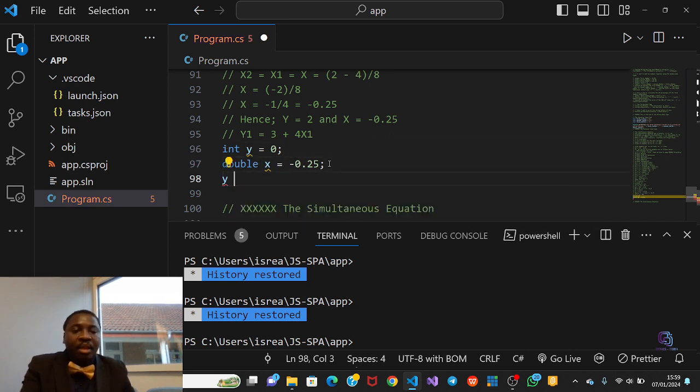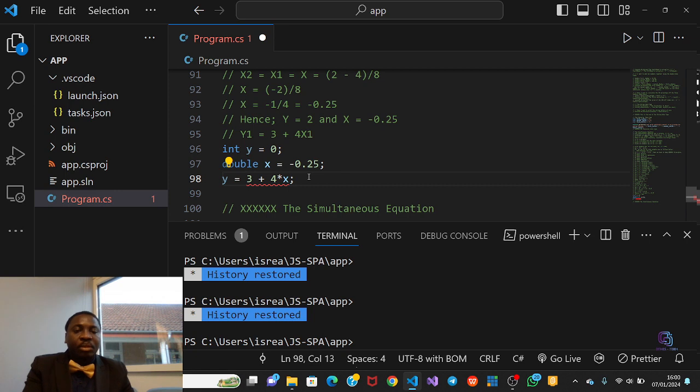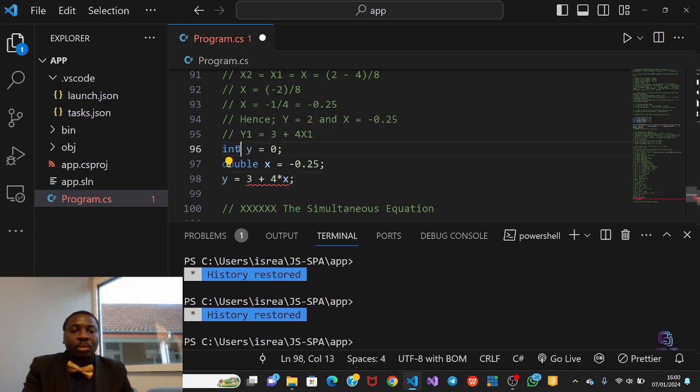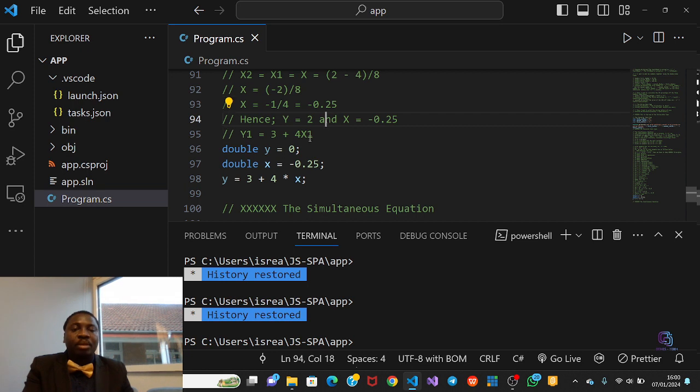So I can say y is equal to, using this formula, 3 plus 4 times x. Take note of this. The reason why we are getting this error is because y is declared as an integer. So we need to turn it to double. So double y equal to 0.